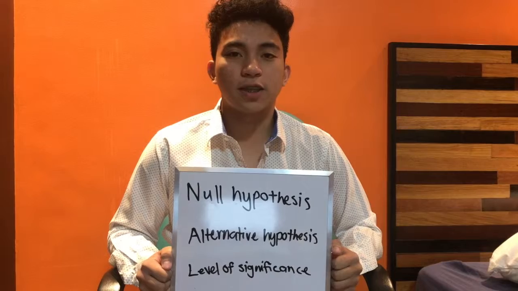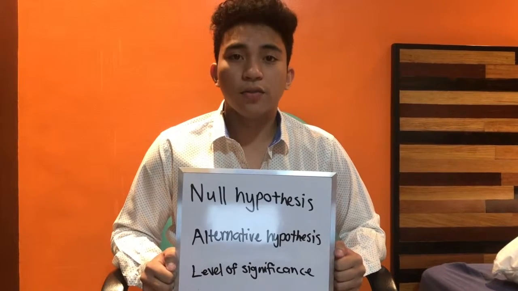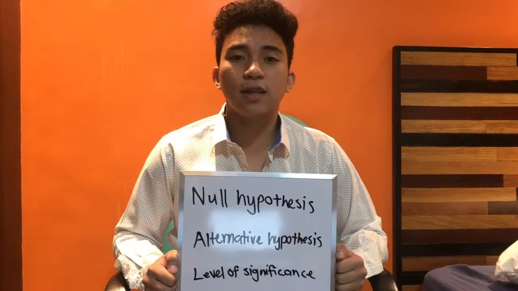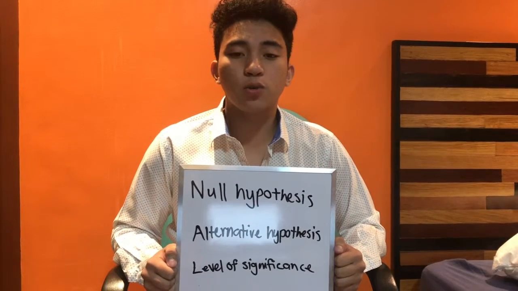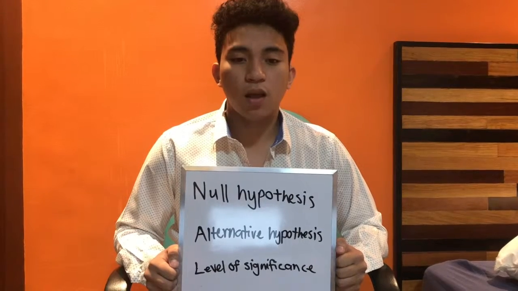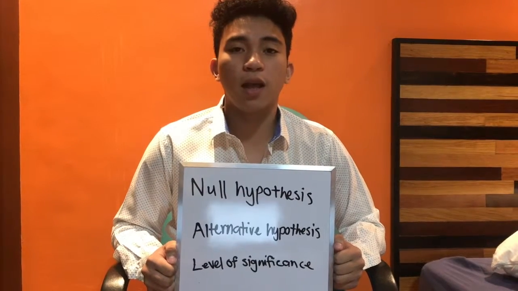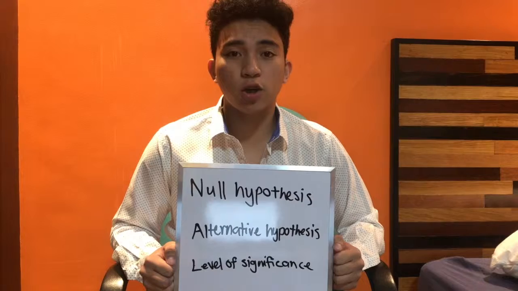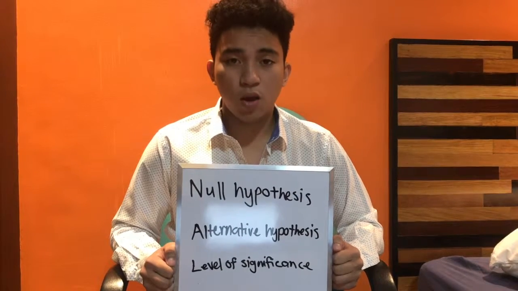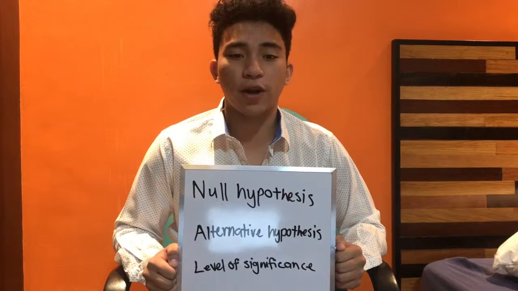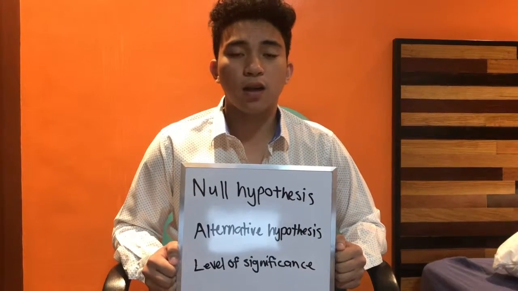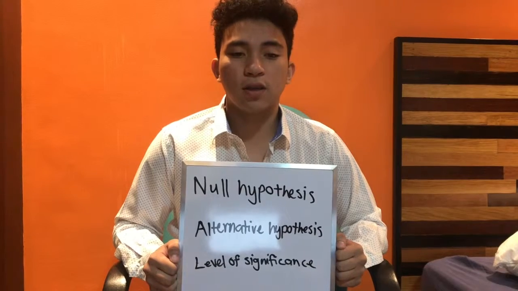Key terms and concepts. First, the null hypothesis. Null hypothesis is a statistical hypothesis that assumes that the observation is due to a chance factor. Null hypothesis is denoted by H0: M1 is equal to M2, which shows that there is no difference between the two population means. Next, alternative hypothesis.